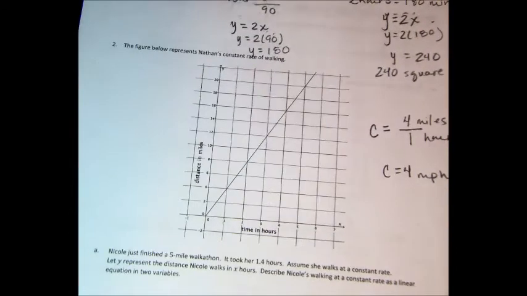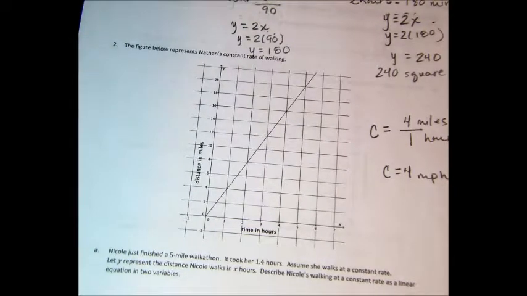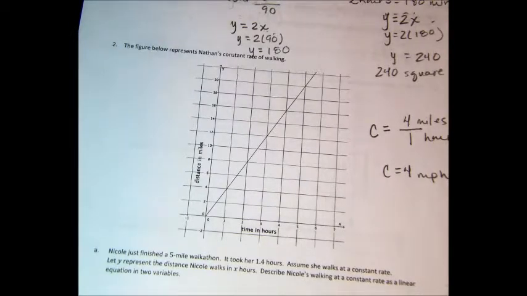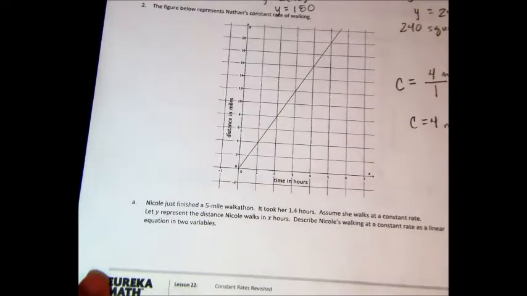All right. Part A, Nicole just finished walking a 5-mile walkathon. It took her 1.4 hours, 1 4/10 of an hour. Assume she walks at a constant rate. Let Y represent the distance Nicole walks in X hours. Describe Nicole's walking at a constant rate as a linear equation in 2 variables.